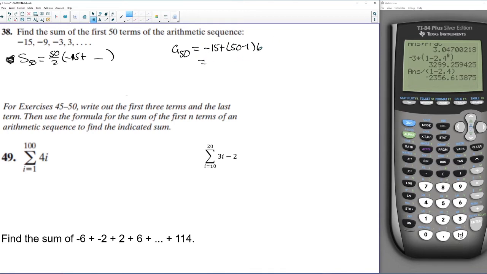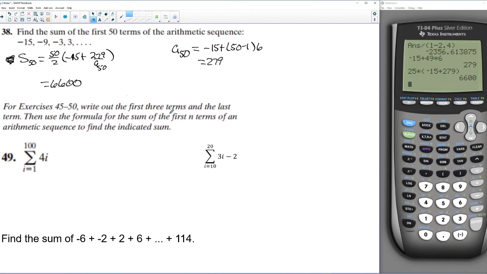Let's get that value. Negative 15 plus 49 times 6. Oh, I need a plus there. And that's 279. So the missing value, the a sub 50, the last term, is 279. So 50 divided by 2 is 25 times negative 15 plus 279. 6,600.